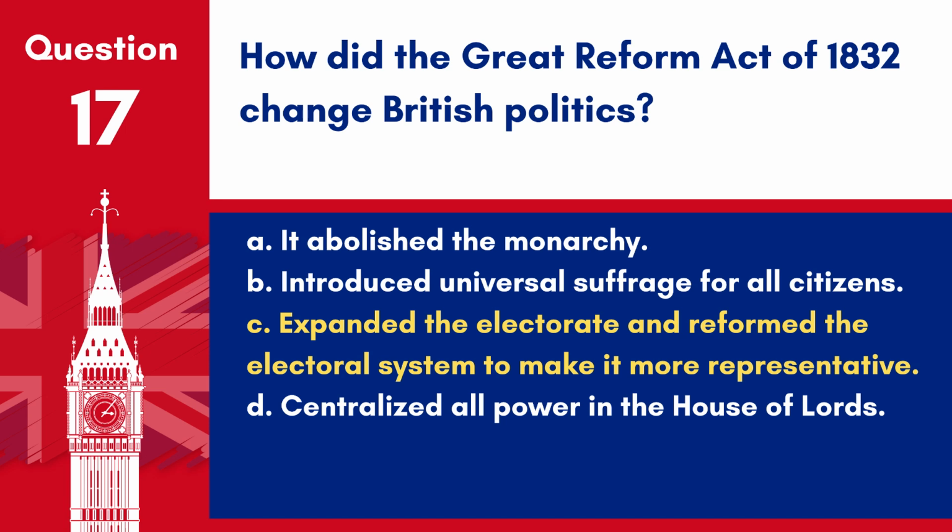The Great Reform Act of 1832 was a pivotal moment in British political history, as it addressed electoral inequality by redistributing seats in the House of Commons and widening the electorate, laying the groundwork for further democratic reforms.